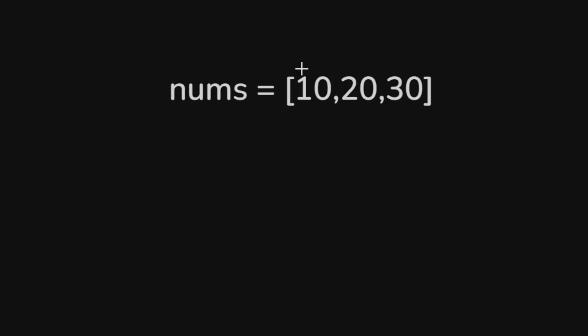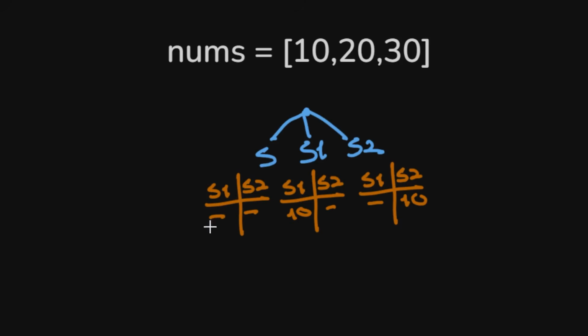The main idea to solve this is the following. Let's say that we are iterating elements from left to right, so we start from index 0. We have three choices. We can either skip the current element, include it in subsequence number 1, or include it in subsequence number 2. If we skip the element, subsequences are still empty. If we include it in subsequence 1, we have this scenario. We have only a 10 in subsequence 1 and subsequence 2 is empty. If we include it in subsequence 2, we have this scenario. Now we continue with the next index, which means that we can move to the next level.